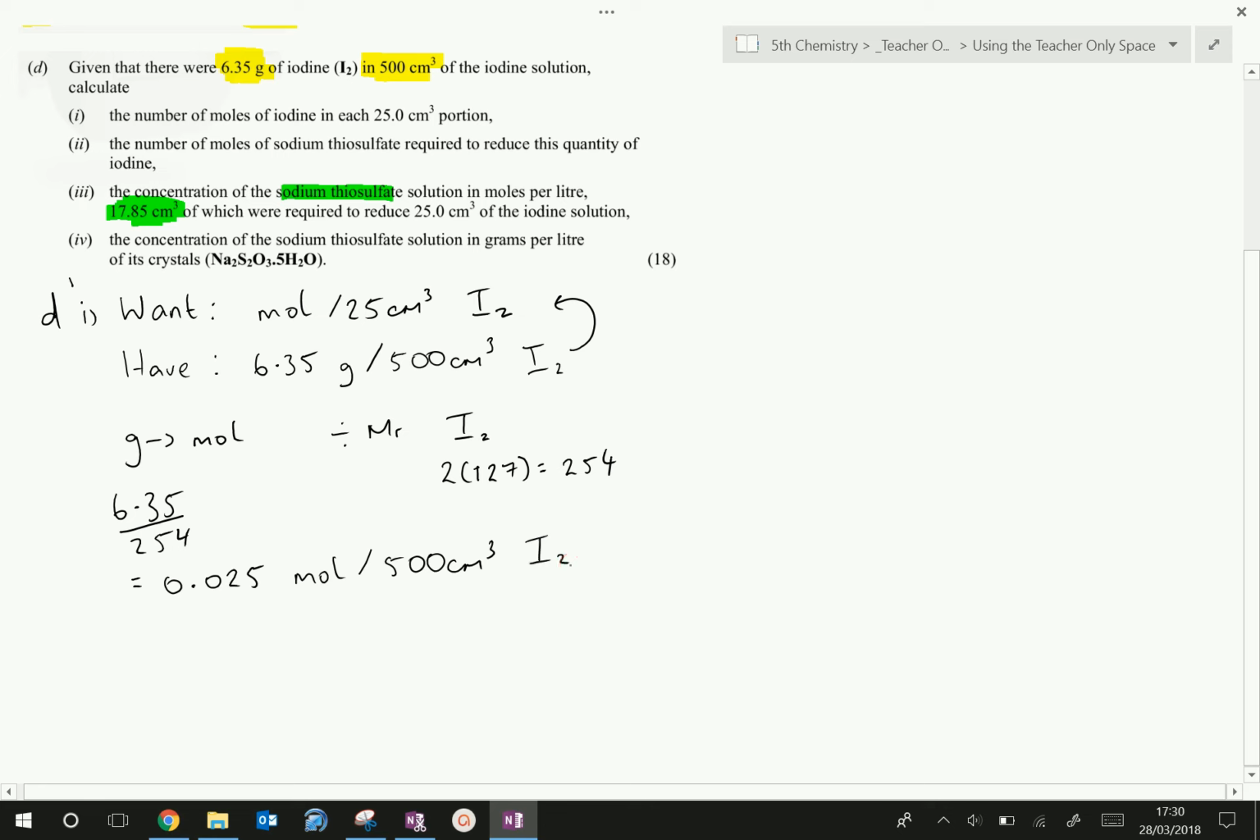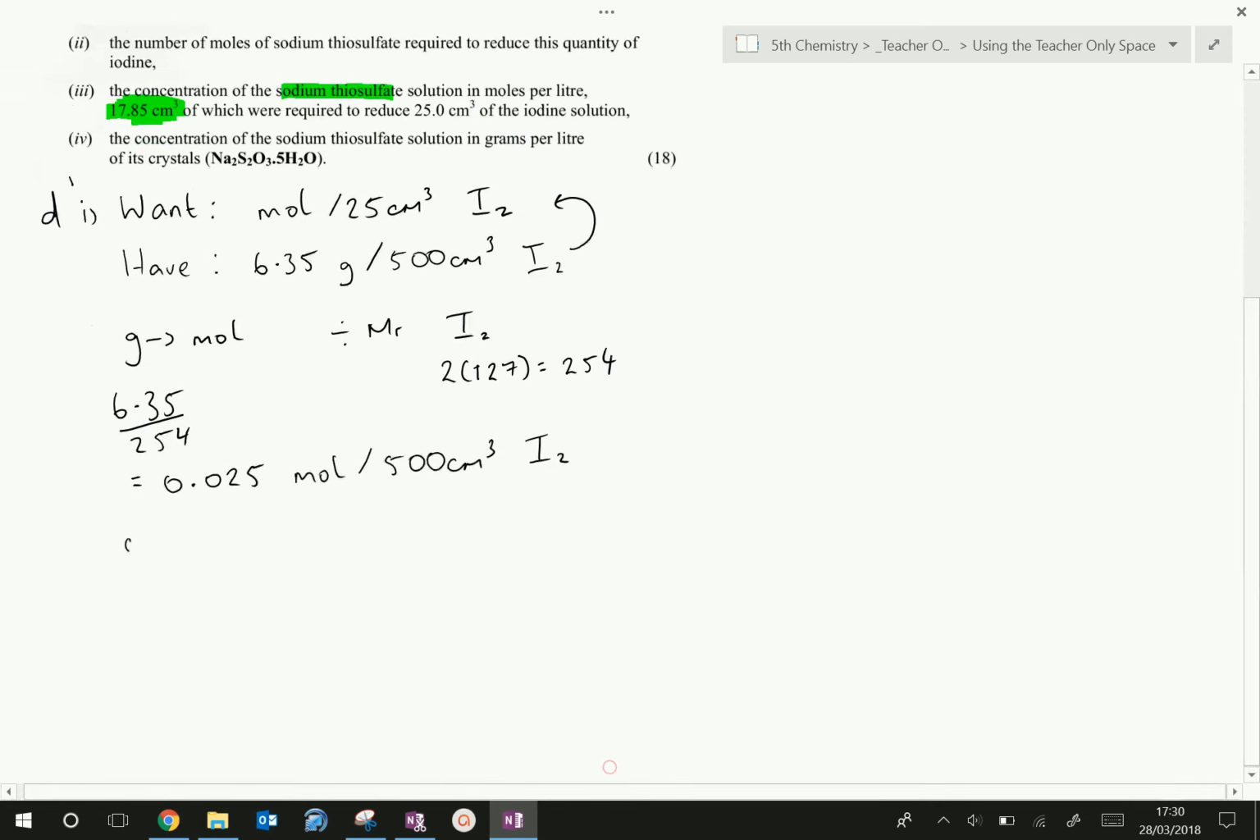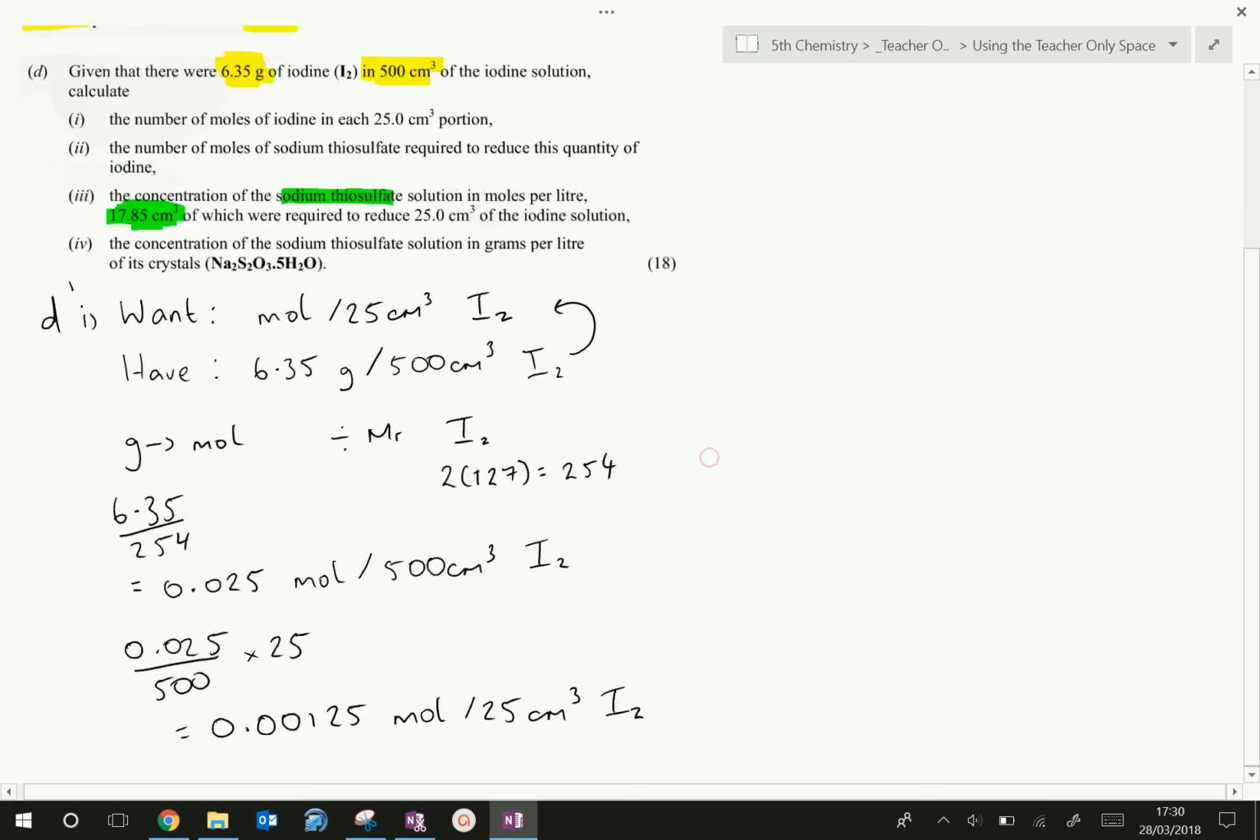I have moles in 500 mils, but I want moles in 25 mils. So to get to moles in 25 mils, I'm going to divide by 500 and multiply by 25. And that is 0.00125 moles per 25 mils of iodine, which is what I wanted, the number of moles of iodine in 25 mils.